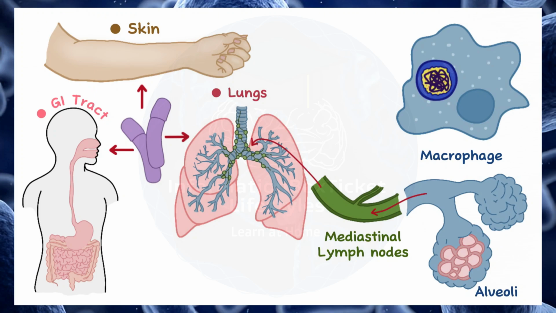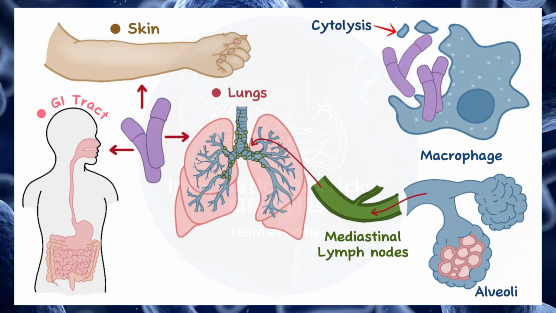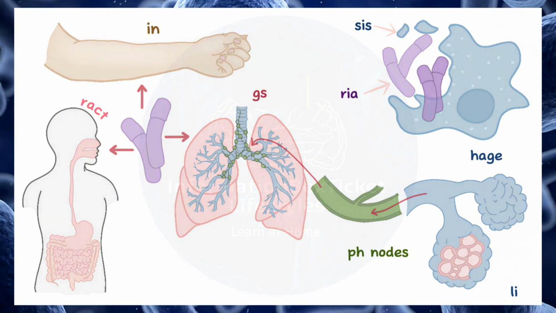Within the macrophage, the spore germinates, transforming into the active bacterial form. The bacteria then exit the macrophage through cytolysis, which involves the rupture of the cell membrane, causing the cell to burst and release the bacteria into the surrounding tissues.